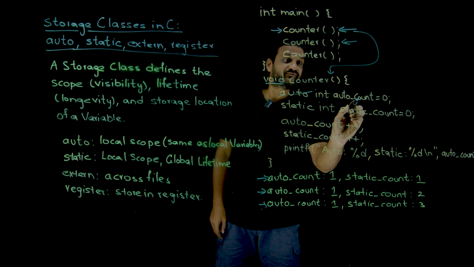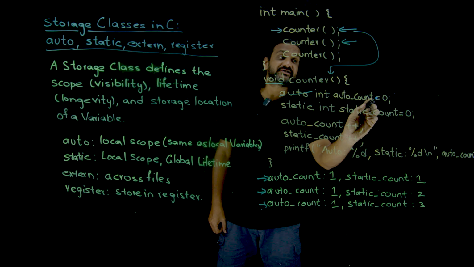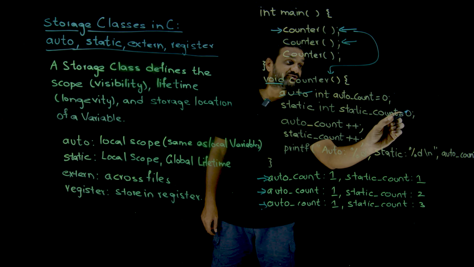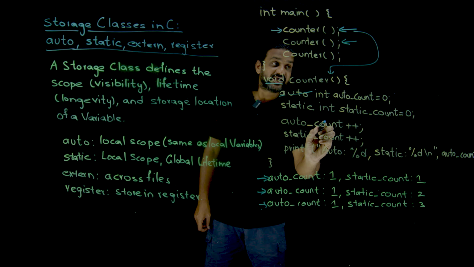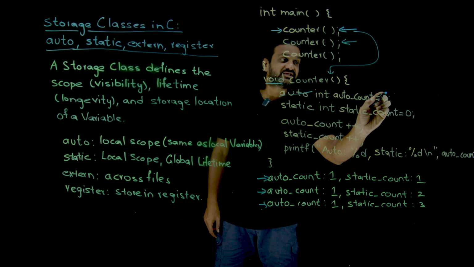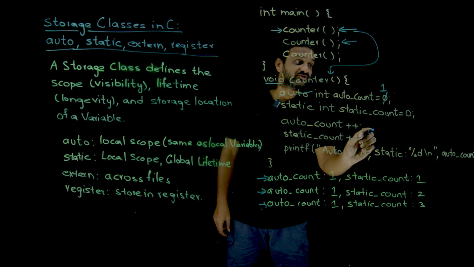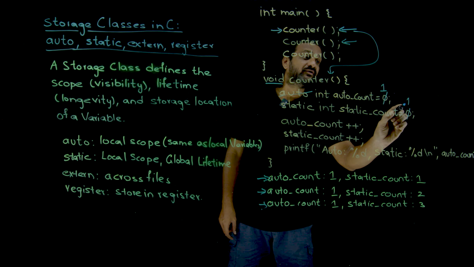Now what is the value? The variable auto count is equal to 0 and it is a local variable. Now the static count is equal to 0. Now we are going to increment this value. So now this value will become 1. And what about this static count? This value will become 1.